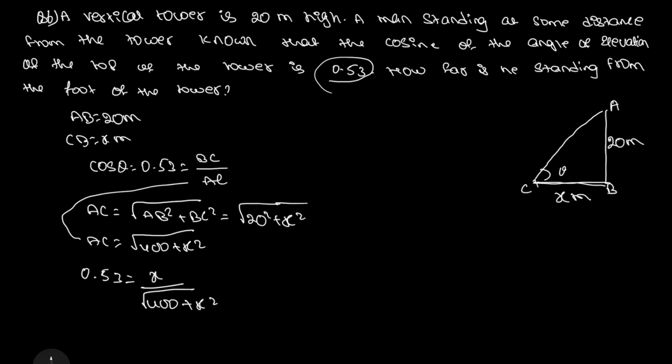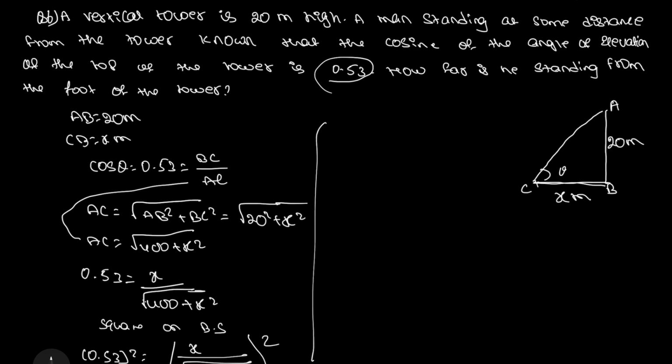Now in order to remove the square root, we have to apply square on both sides. What will we get? 0.53 whole square is equal to x by root over 400 plus x square whole square. Now 0.53 whole square will be 0.2809. So x whole square will be x square, and for the denominator, square and root get cancelled, we'll get 400 plus x square. Now we have to cross multiply this.